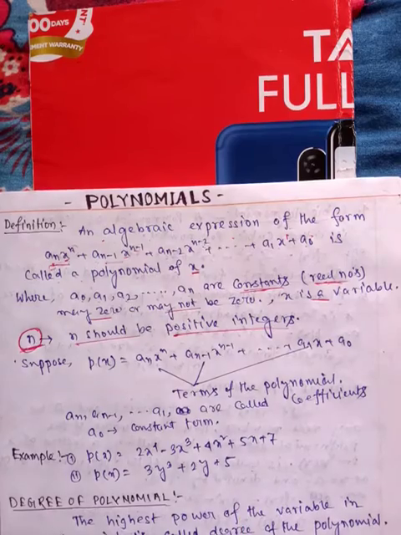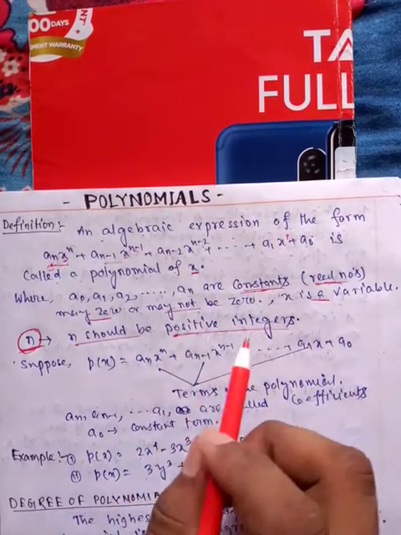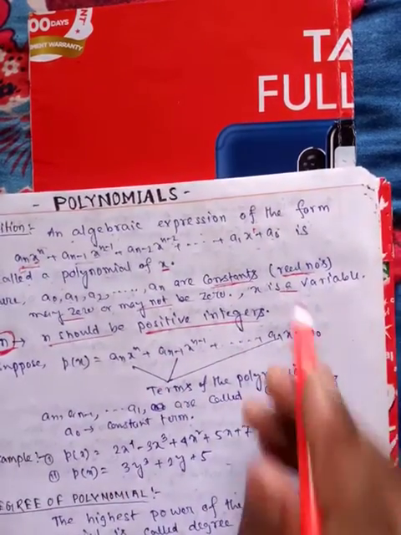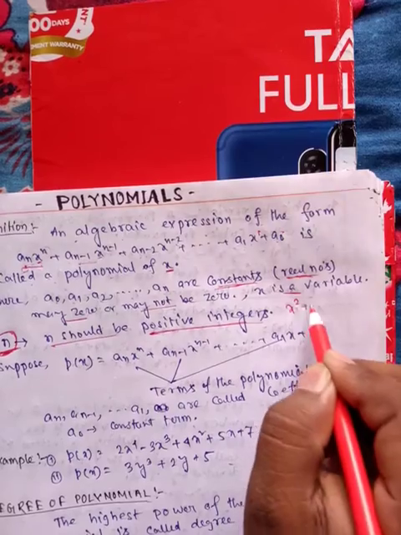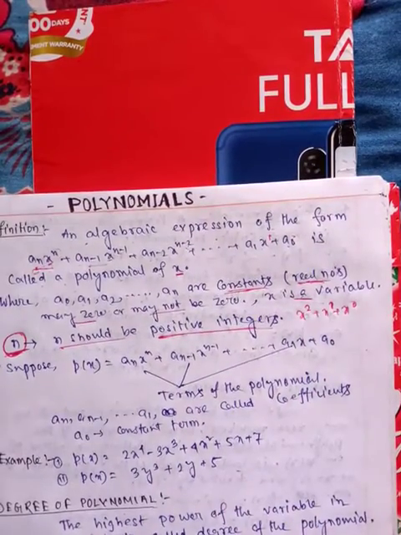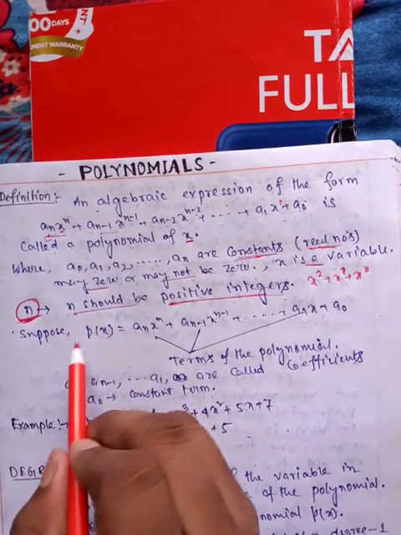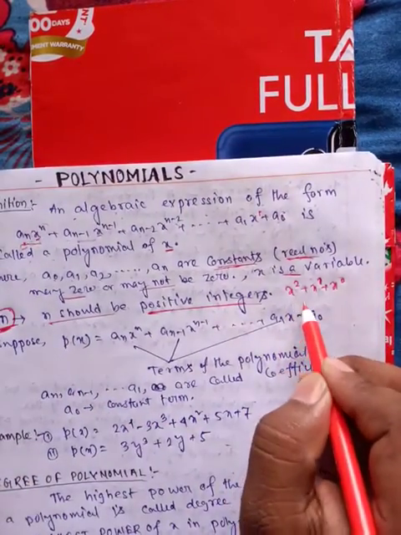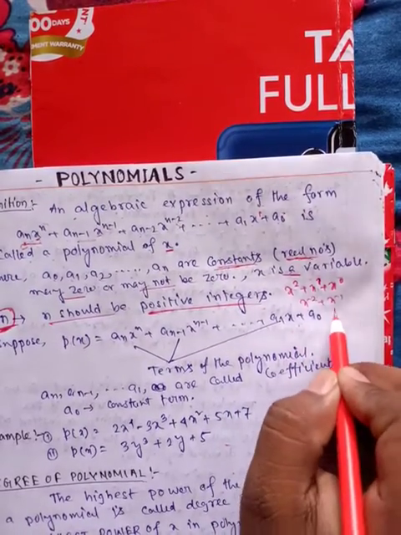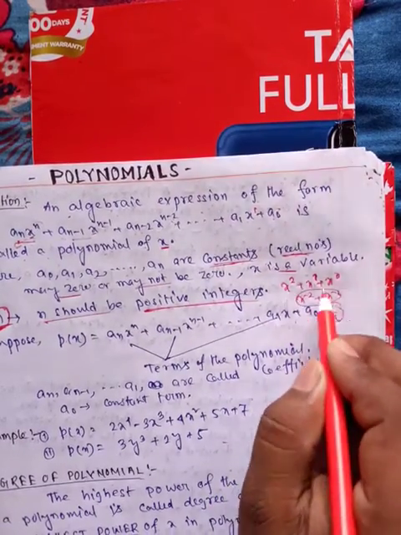In your class 9, you already studied polynomials, and you saw there that n should be a positive integer. That means the power of x should always be a positive integer. Okay. So you cannot write a polynomial in the form x to the power minus 2 plus x to the power minus 1, or you cannot write 1 by x. These are not polynomials.